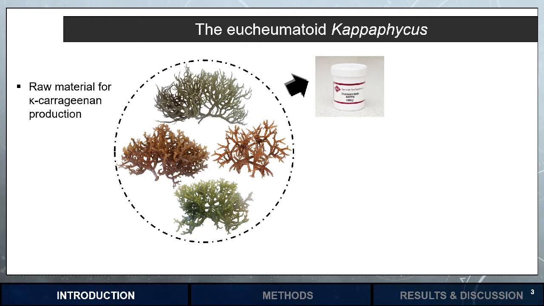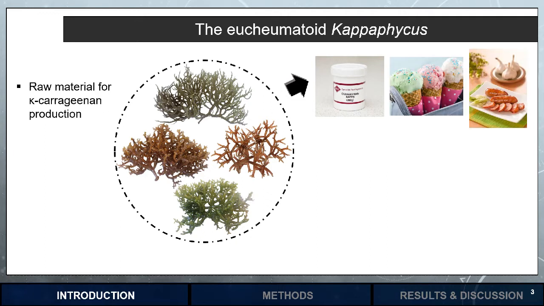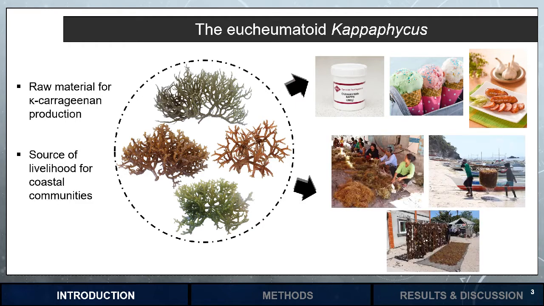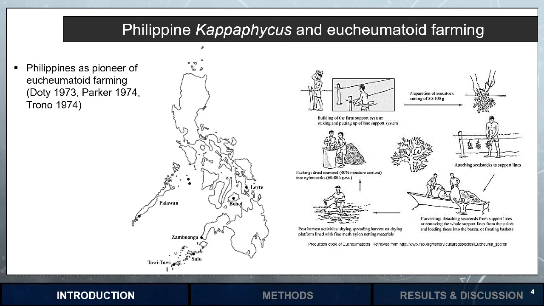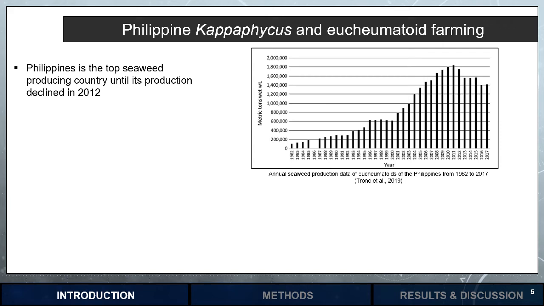Kappaphycus is a primary source of raw material for Kappa carrageenan production with several applications in the food industry. It is also one of the sources of livelihood for coastal communities. The Philippines is the first country that introduced seaweed farming in the early 1970s and is also the top seaweed producer until its production slowly declined in 2012.